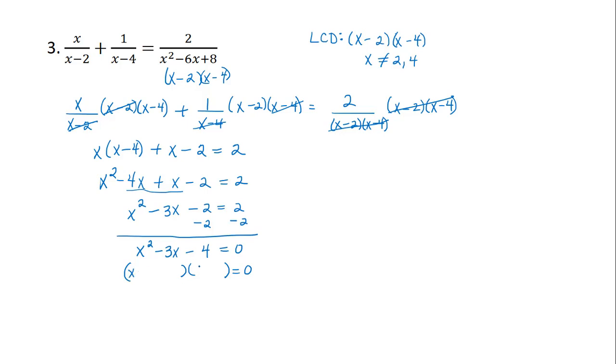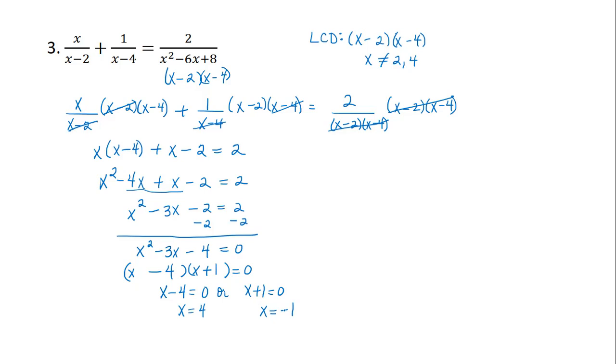Factors of x squared are x and x. And the factors of negative 4, whose sum is negative 3, would be minus 4 and plus 1. Setting each of these to 0, we get x minus 4 is equal to 0, or x plus 1 is equal to 0. x is equal to 4, or x is equal to negative 1.